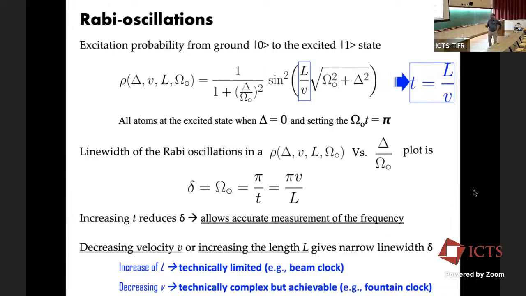Okay. So I hope I'm able to tell you why, or how, laser cooling actually increases the sensitivity of the entire atomic clock. This is the reason why I brought up this Rabi frequency and Rabi oscillations, etc.